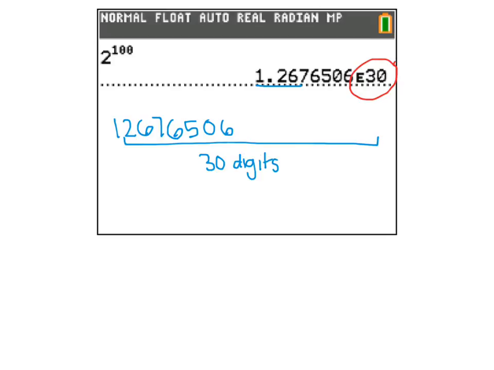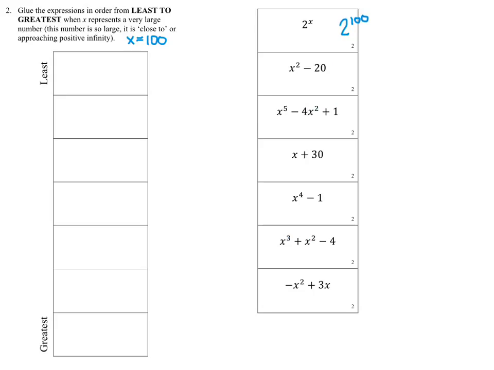Another way that I could write this is to say that 2 to the 100 is approximately 1.27 times 10 to the 30. That's a really big number.